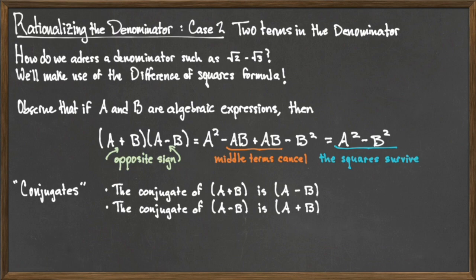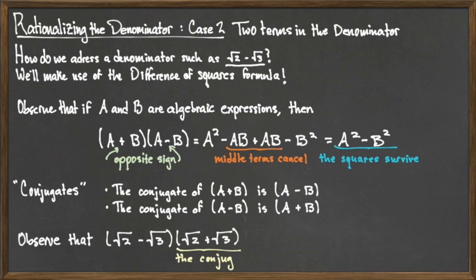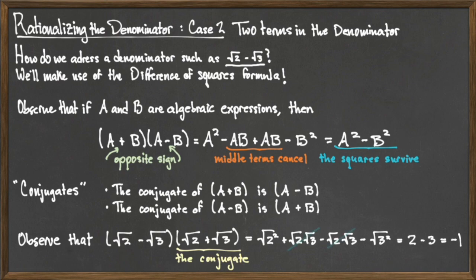So, what if I multiplied the square root of 2 minus the square root of 3 by its conjugate? Once I multiply these things out, I'll notice that by FOILing, those middle terms cancel, and I just get left with 2 minus 3, which is equal to minus 1.